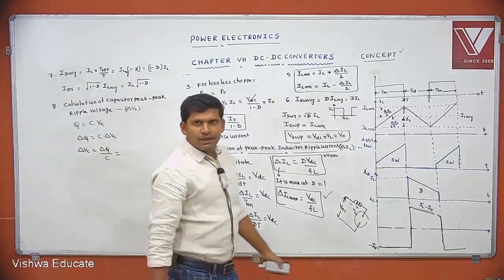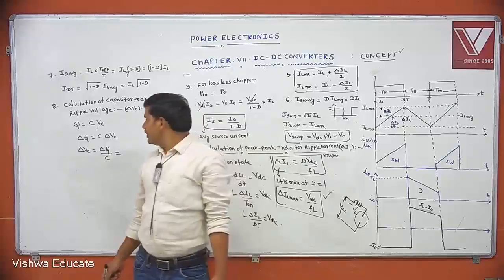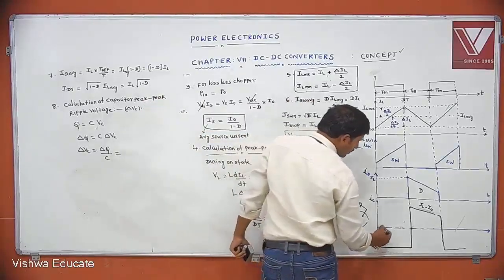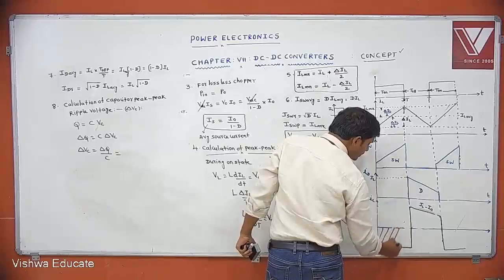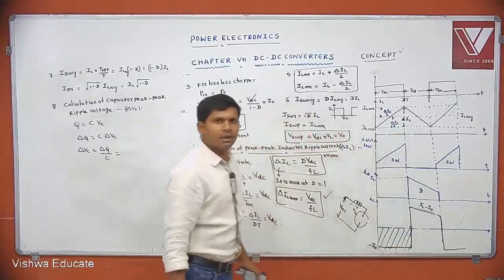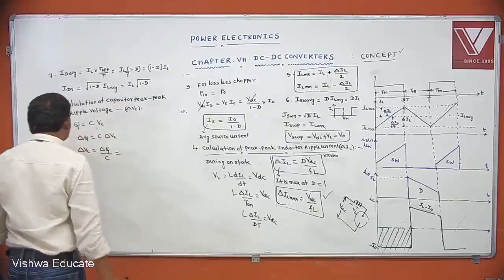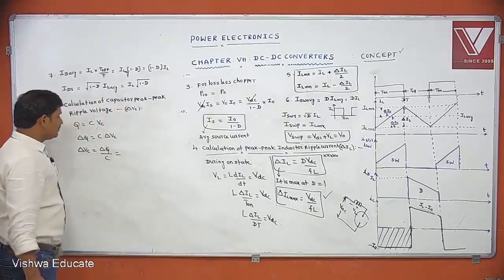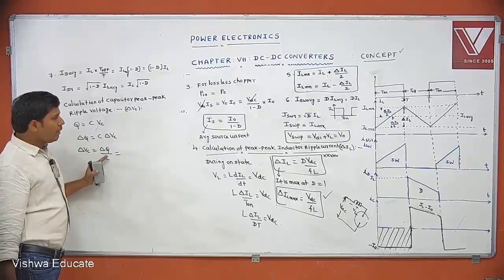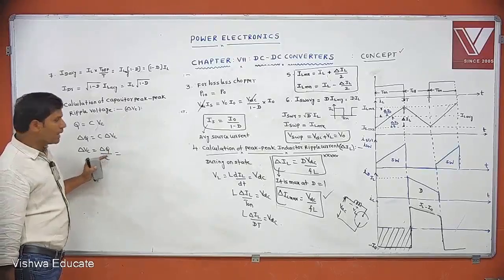What is delta Q? Delta Q is the area under the current curve. What is the area under the current curve? It is constant because a constant current is being applied. Delta VC equals delta Q by C. What is delta Q here? The area under the current curve.